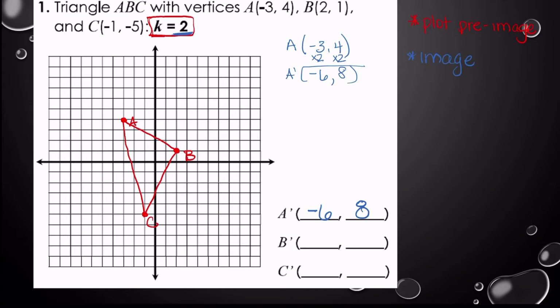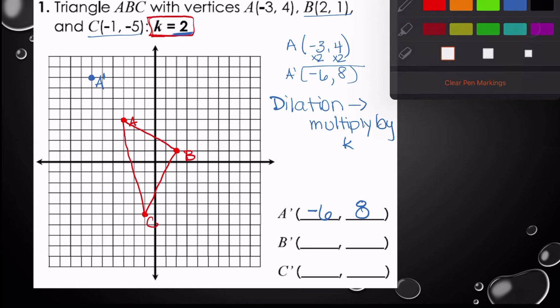We enlarge, we use dilations. This is how we take our scale factor, if it's an enlargement or reduction, and we multiply by k. Whatever k is, we multiply. So then I can go left 6, 1, 2, 3, 4, 5, 6, and go up 8, 1, 2, 3, 4, 5, 6, 7, 8. So here would be my A prime. I have to then do that with B and with C.